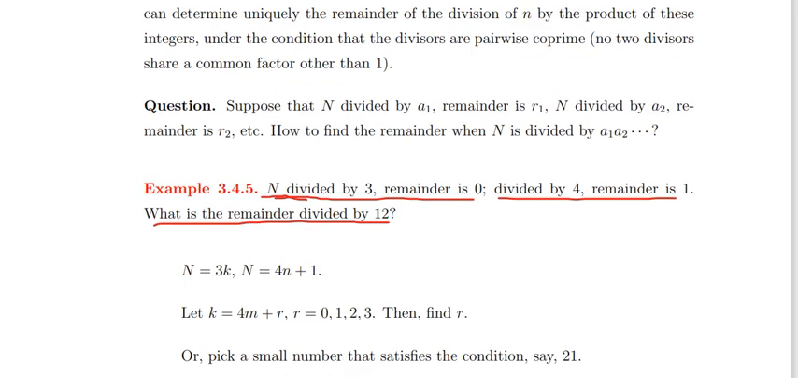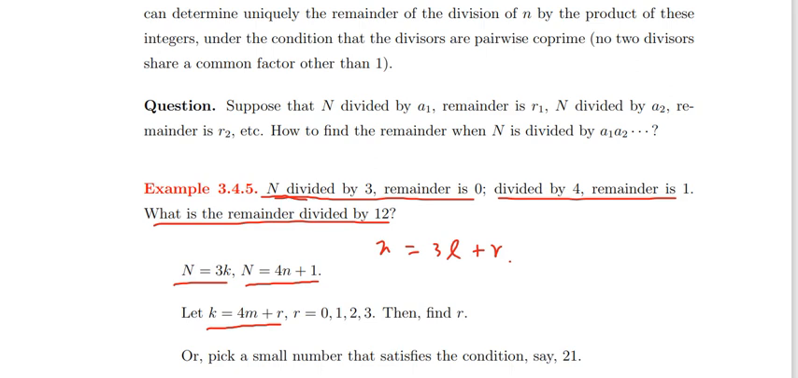So we can use this: divided by 3 remains 0, so n equals 3k. Divided by 4 the remainder is 1. So we can change this k, we can write this k in terms of 4n, or we can write this n in terms of 3l plus r, right? Yeah. So this is the key point.